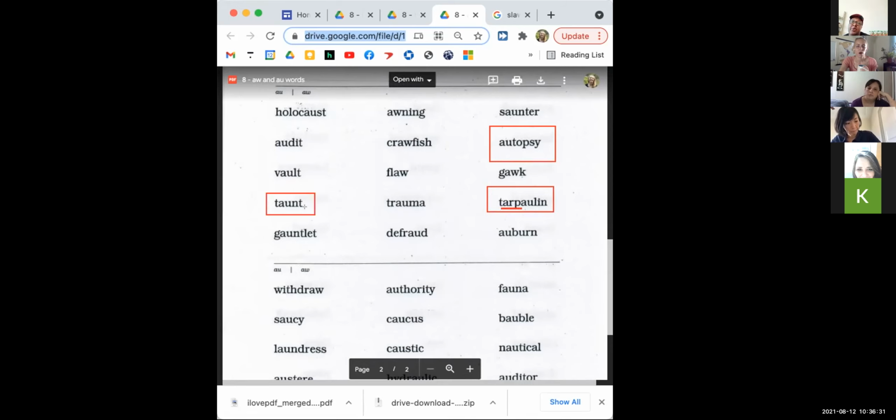Here's the word taunt. Taunt. Gauntlet. Gauntlet.